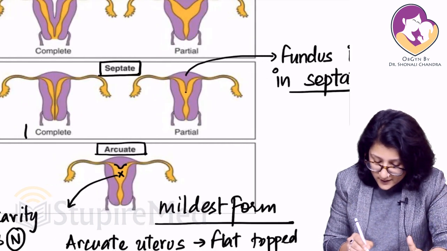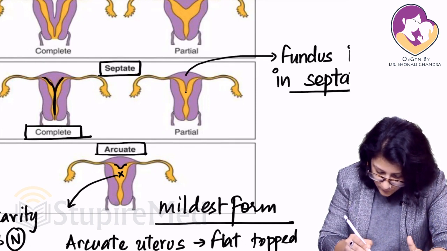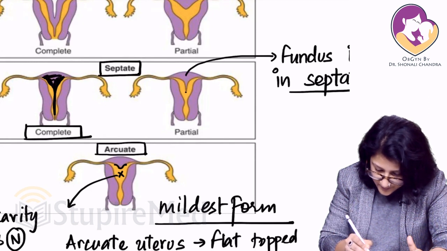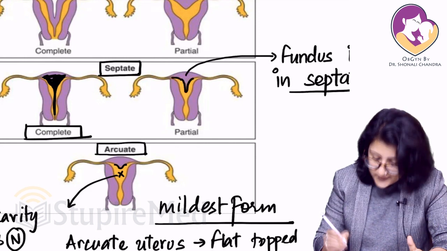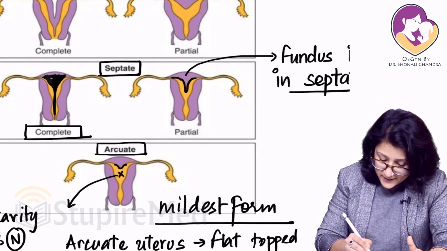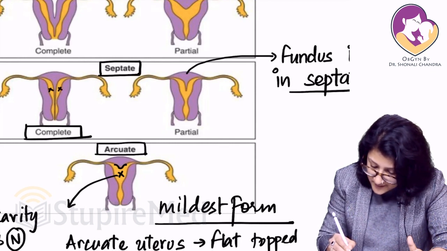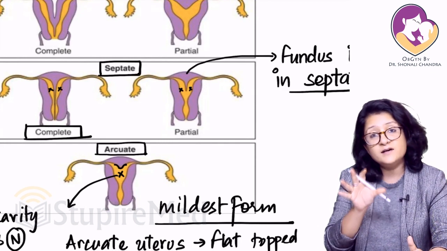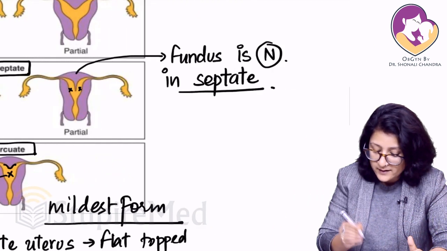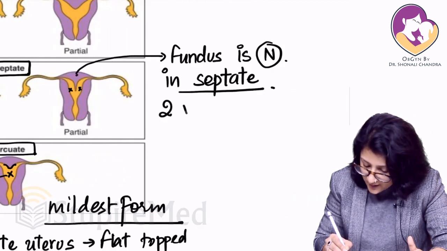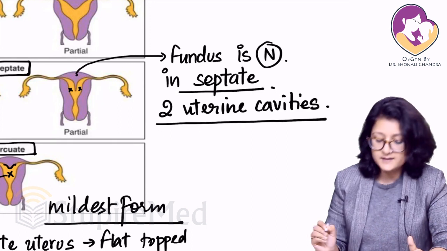Now this septate uterus can be complete, a septum that is coming all the way into the internal os. So this is the septum that is persisting all the way. Or it could be incomplete or partial like this. What is important to appreciate in a septate uterus is that there are going to be two uterine cavities, so the cavity is significantly distorted. But very importantly, the fundus is normal.